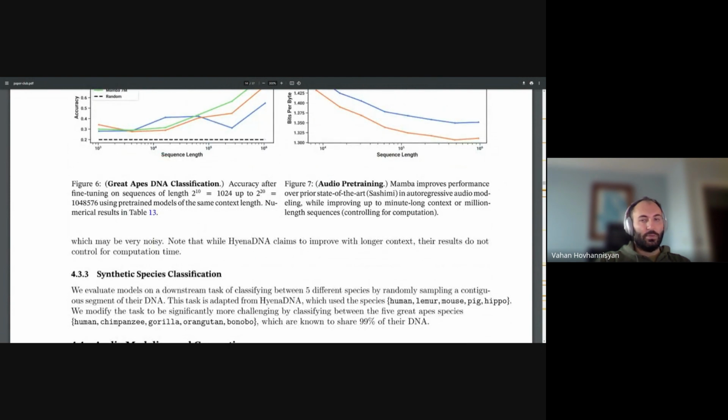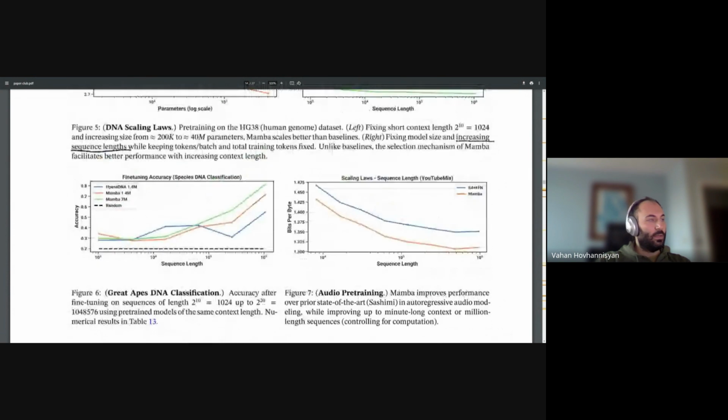Questions, or should we look at the last one? So the last one is audio pre-training. This is trained on a YouTube data set. I think it's like a piano concept. You generate piano music collected from YouTube. And again, the metric here is called bits per byte. Lower is better. Again, Mamba gets better with sequence length and outperforms state of the art.